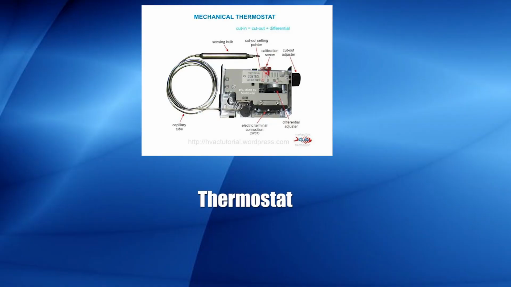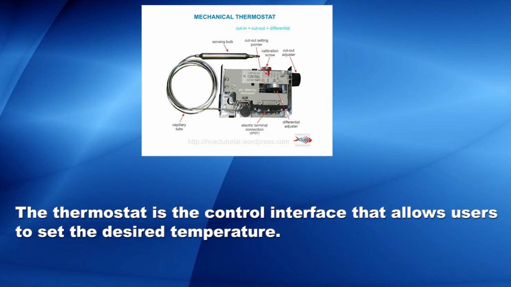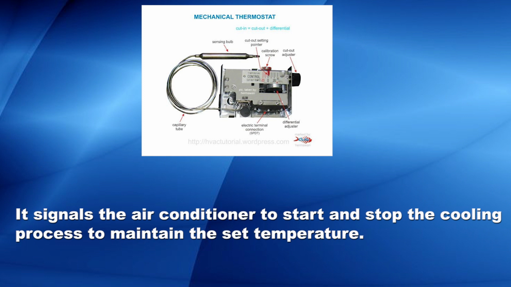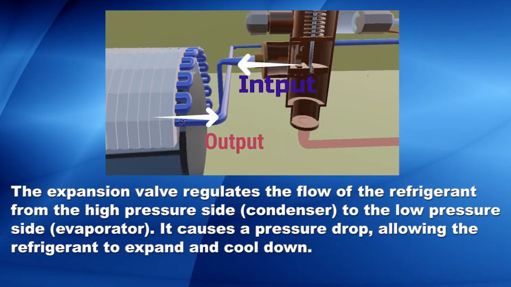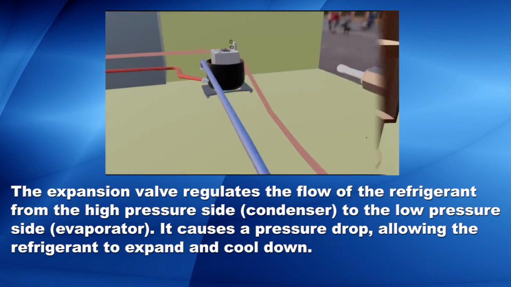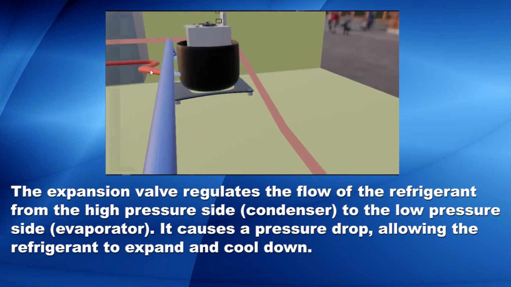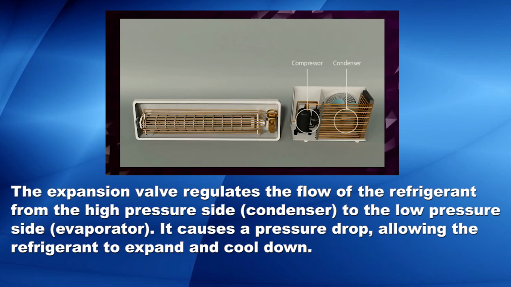The next component is the thermostat. The thermostat is the control interface that allows the user to set the desired temperature. It signals the air conditioner system to start and stop the cooling process to maintain the set temperature. Expansion valve. The expansion valve regulates the flow of refrigerant from the high pressure side, that is the condenser, to the low pressure side, that is the evaporator.